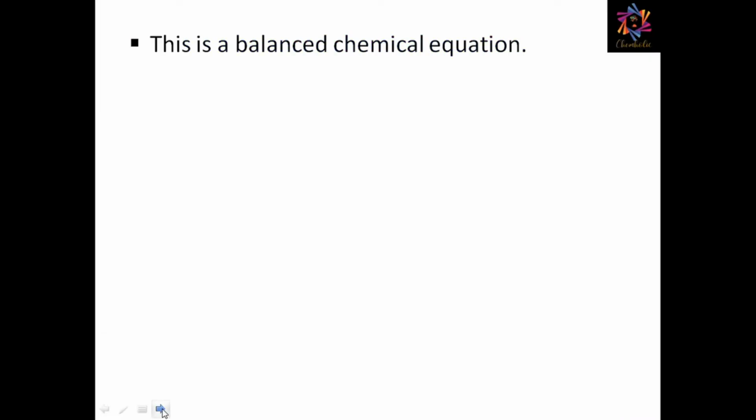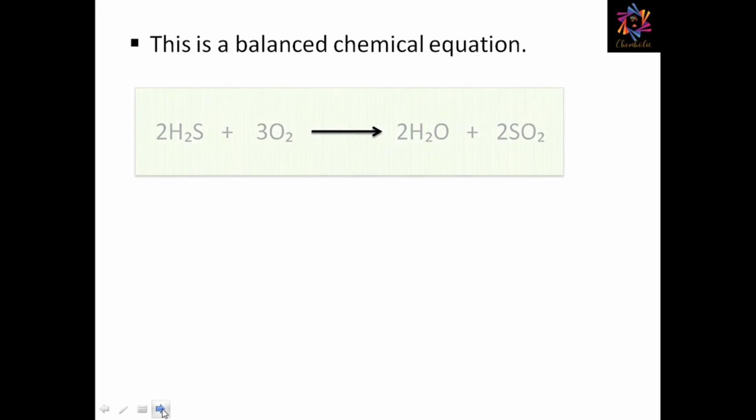This is a balanced chemical equation. So I'll show you the final balanced chemical equation. So guys, this is how we balance the equation, and simply we went step by step.